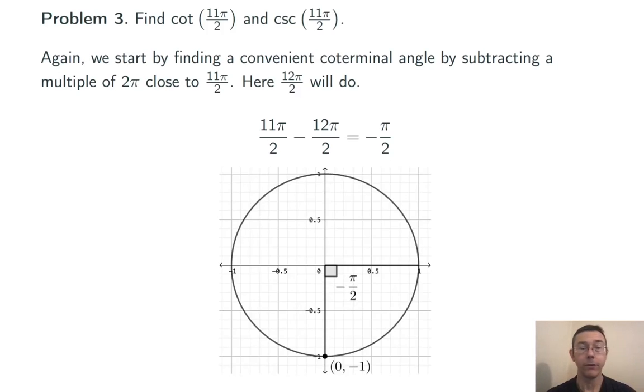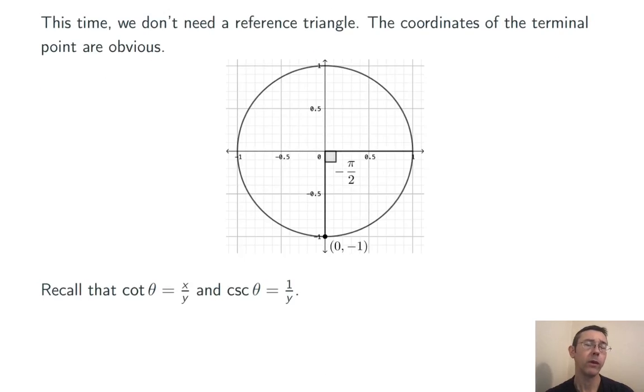Here it is, drawn on the unit circle. This corresponds to a point on the negative y-axis. We don't have to draw a reference triangle this time. The coordinates of the terminal point are obvious. It's a unit circle. We're looking at the intersection of our angle on the negative y-axis, so clearly the point is going to be 0, comma, negative 1.